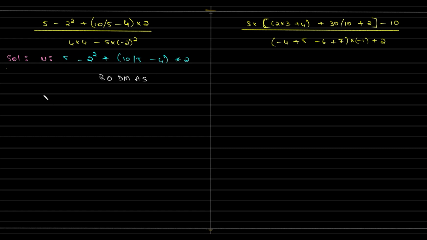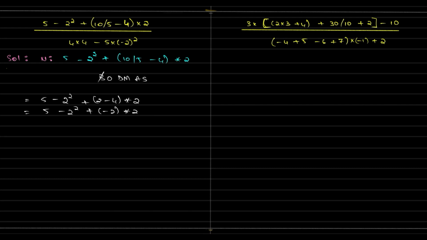There is a bracket, so let's do that. 5 minus 2 square plus, within the bracket we have 10 by 5, that is 2, minus 4 into 2, and we have 5 minus 2 square. 2 minus 4 is minus 2, plus of minus 2 into 2. So brackets done.